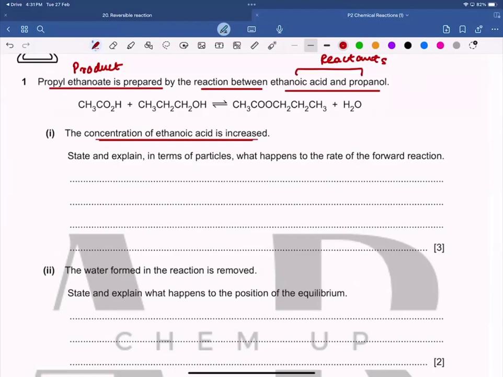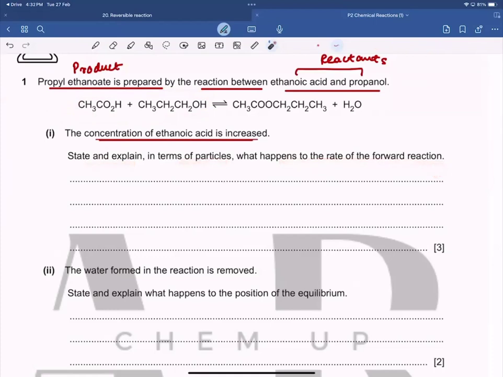It's the reactant. It means we are increasing the concentration of the reactant from here. Now, read the first part. In the first question, they are asking: state and explain in terms of particles what happens to the rate of the forward reaction. In this part, they didn't ask you about the equilibrium. They ask you about the rate. So these two are different things.